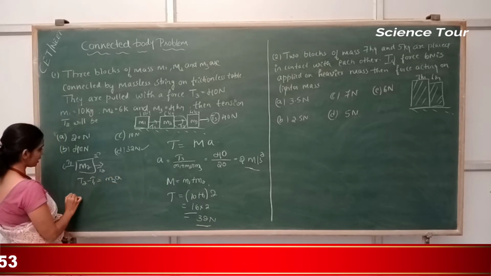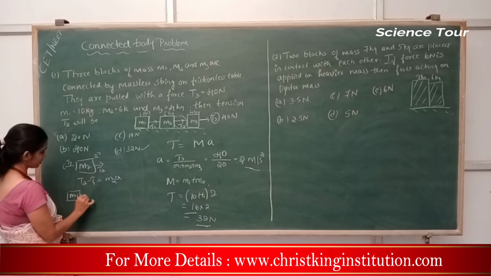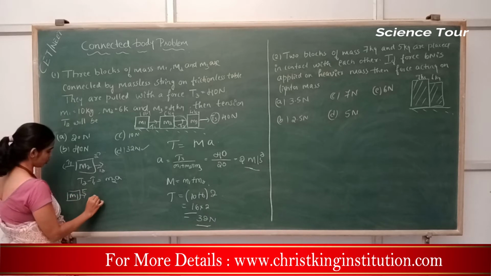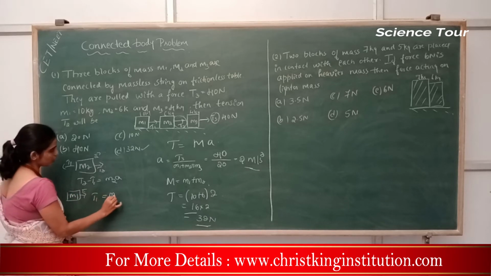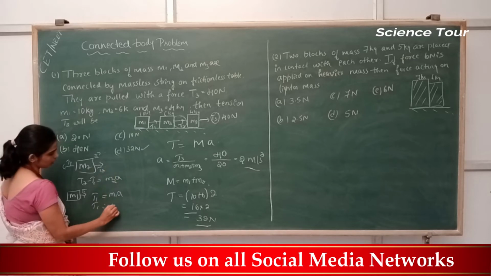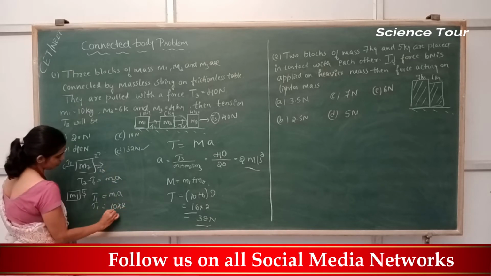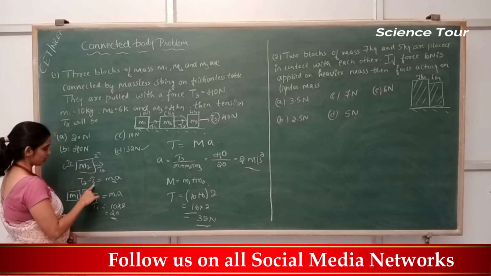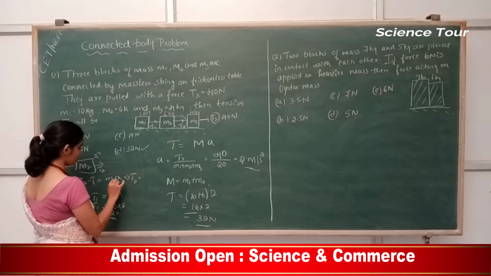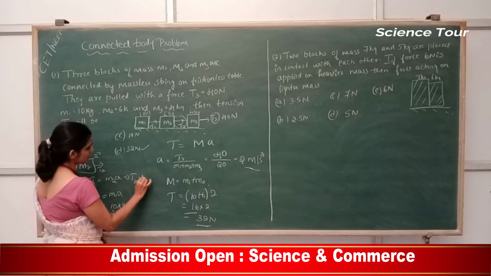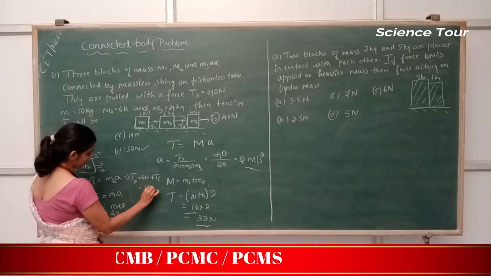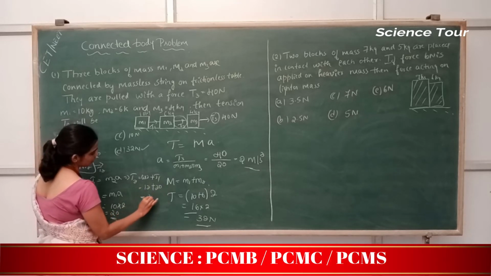So the free body diagram for m1 says that the force acting on m1 is only T1. So T1 is equal to m1 into A. What is T1 equal to? 10 into 2, that is 20. What is T2 equal to? T2 is equal to m2 into A, that is 6 into 2 plus T1, 12 plus 20, that is 32.